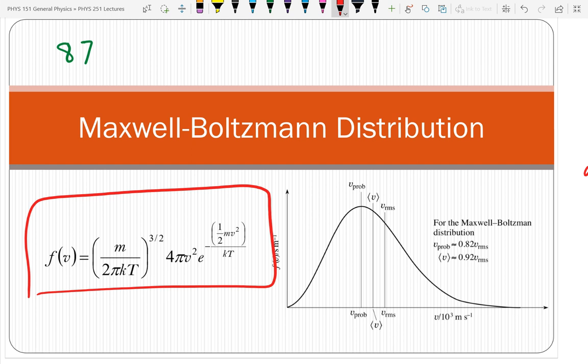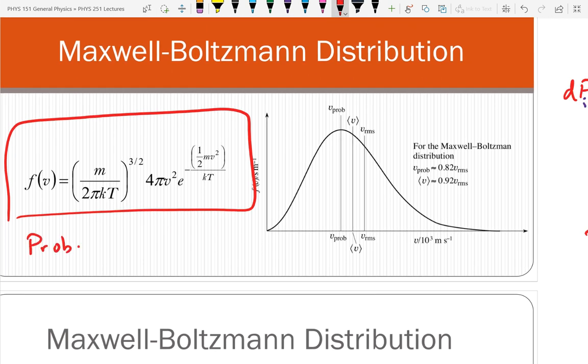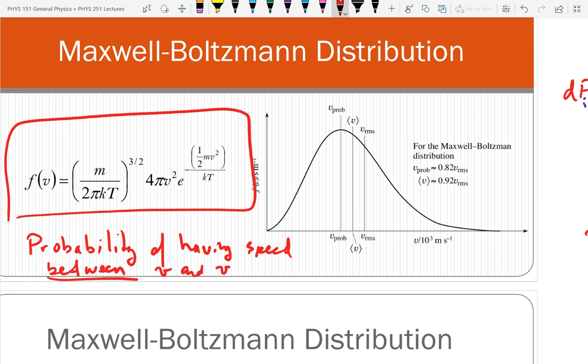So if you want the probability of having speed between v and v plus dv, that's equal to this function times dv. So that's why, in quantum, we'd call this a probability density.